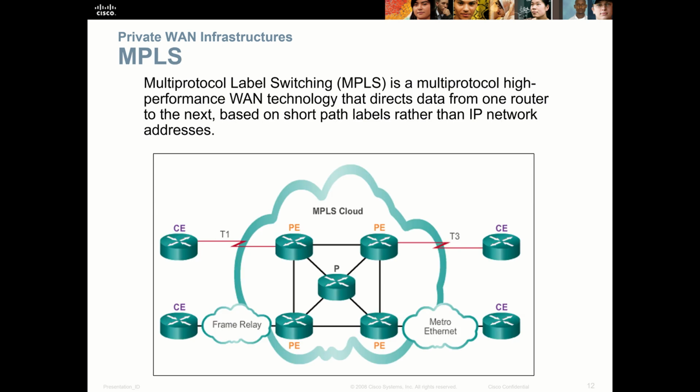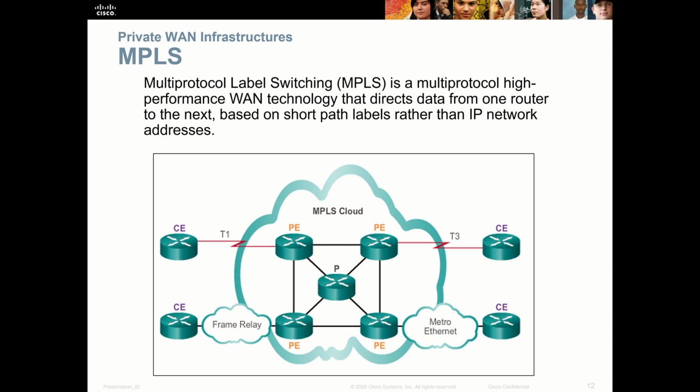Next, I will talk about the MPLS. So, what is MPLS? MPLS is multi-protocol label switching. MPLS is a multi-protocol high-performance WAN technology that directs data from one router to the next.